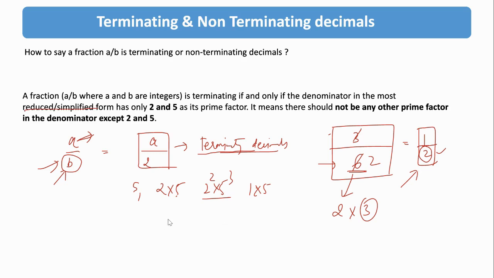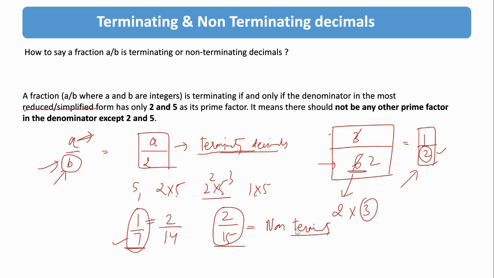If after reduction, let us say 2 upon 14, or 2 upon any number you can take, let us say 2 upon 15. So even after reduction, if you reduce this to 1 by 7, this is the only reduced form. So if after reduction also there is any other prime factor except 2 or 5, this will be a non-terminating decimal. This we need to remember.